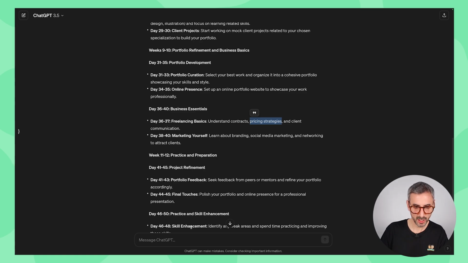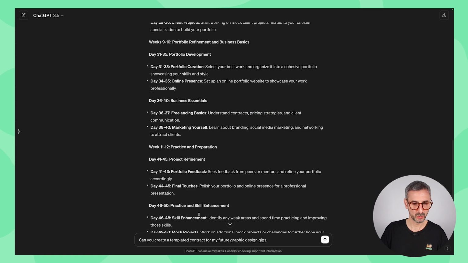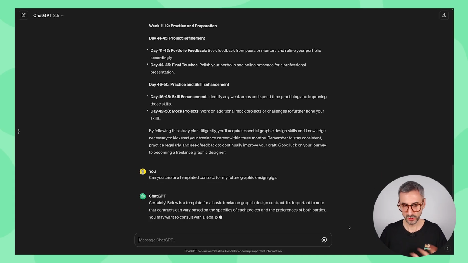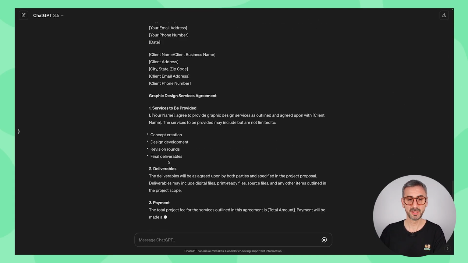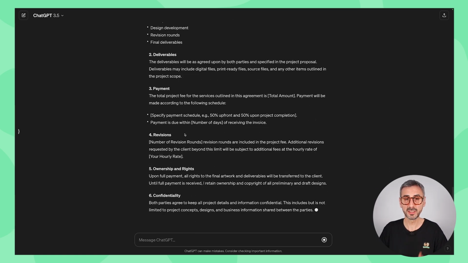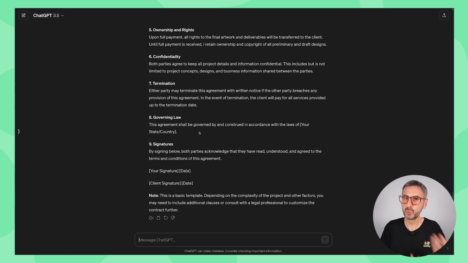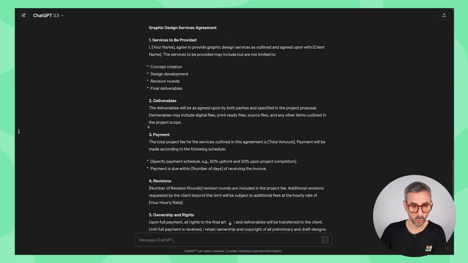For example, contracts right here. I could have a prompt like this one. Can you create a templated contract for my future graphic design gigs? Okay, let's run that. Certainly. And then here, ChatGPT is going to draft a templated contract that I could probably use. I would have, obviously, to tweak that contract, but I have 80% of the backbone of that contract already created, already drafted for me here. Could probably go ahead and work with this.